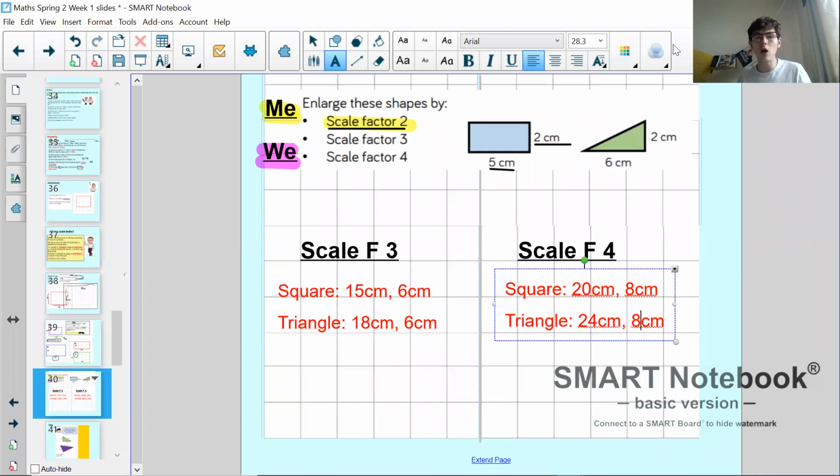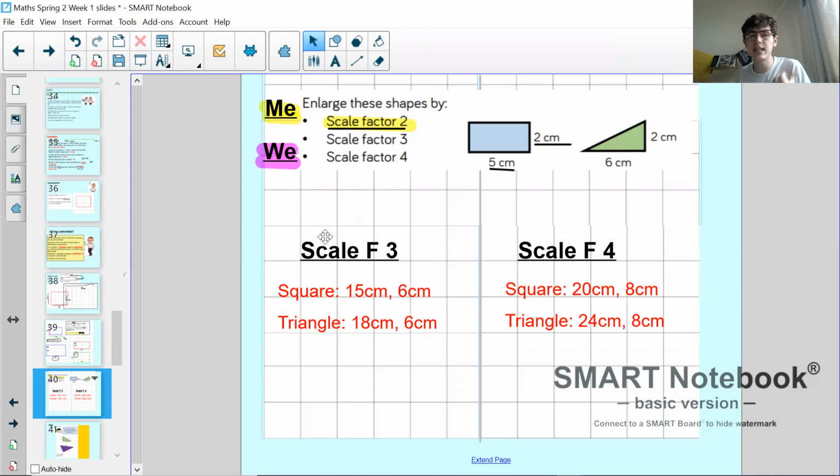Okay, Year 6, well done. So I've got the answers up on screen now. For scale factor 3, I've got the square, the length along the bottom would be 15 centimeters because it's 3 times as big. Okay, we're tripling it. And then along the side is 6 centimeters because it's 2 times 3, okay? The triangle, 18 centimeters along the bottom and 6 centimeters up the side. And scale factor 4, we're simply timesing each number by 4, okay? So along the bottom of the square, it's 20 centimeters, along the side, 8 centimeters, triangle, 24 centimeters and 8 centimeters, okay? So well done if you got those answers.